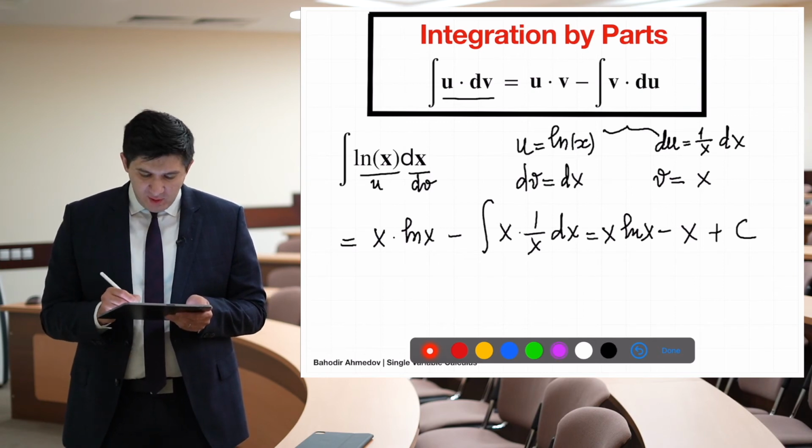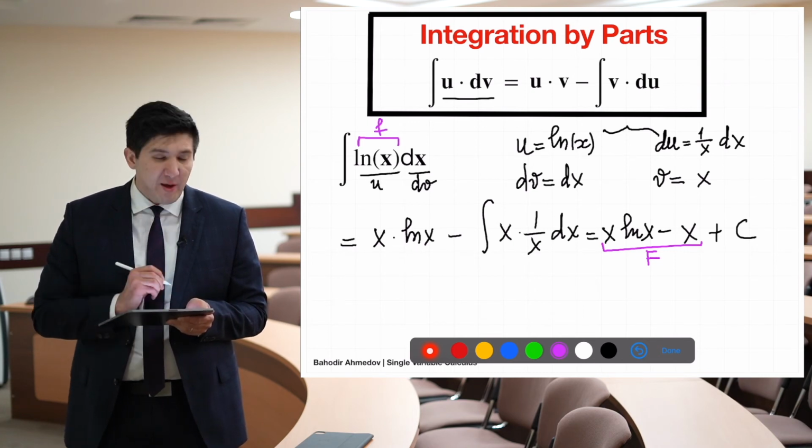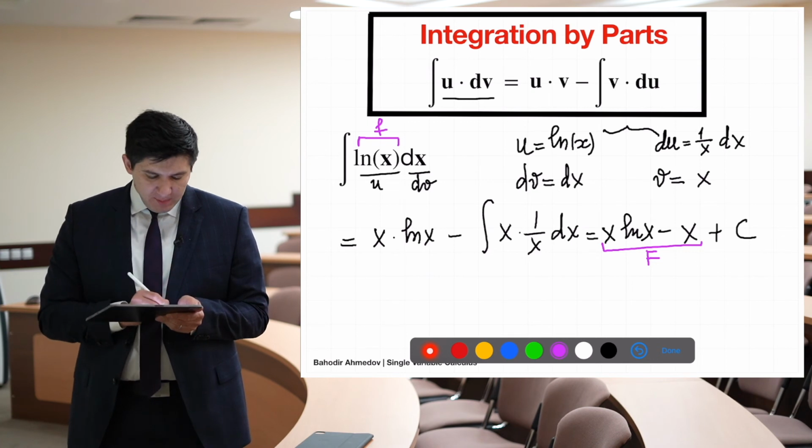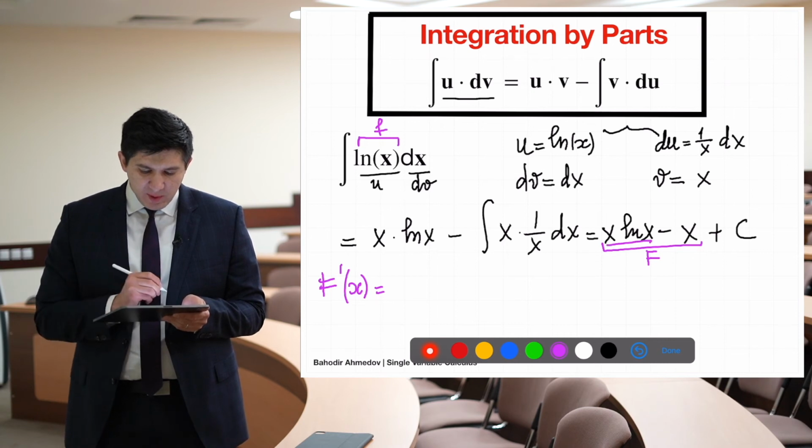Well, you can always check your answers by taking the derivative of the answer. So the derivative of this function, which I'm going to denote as the capital F, should be equal to this function, the small f. So let's do this one more time. The derivative of the capital F of x with respect to x is going to be, so I need to use the multiplication rule.